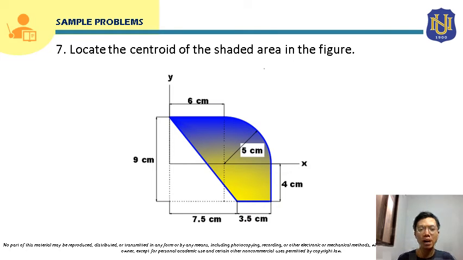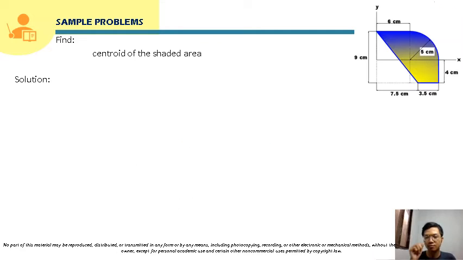For sample problem number 7, locate the centroid of the shaded area in the figure. This is the shaded area, so we are going to analyze this to solve for its centroid. This is the given composite area. If you are going to solve for its centroid, we have to decompose this, to divide this into its component areas.